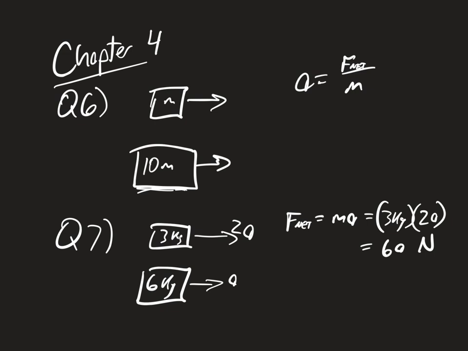For the big block, we have F equals m times a, which is going to equal 6 kilograms times the acceleration, just a. So that gives us 6a, newtons. They're going to have the same force. So the answer is no, they have the same amount of force.